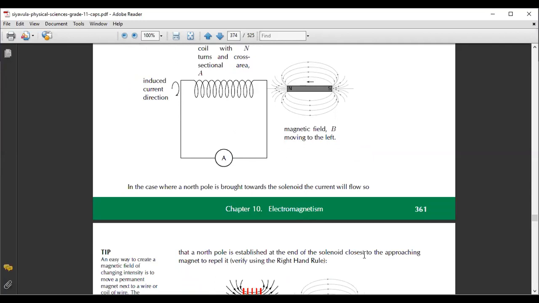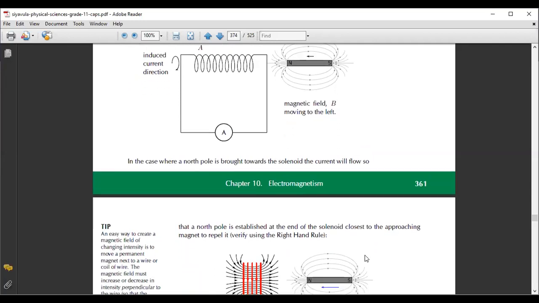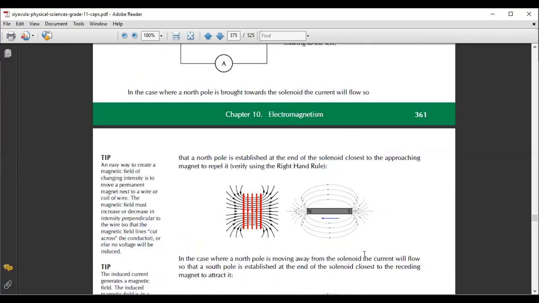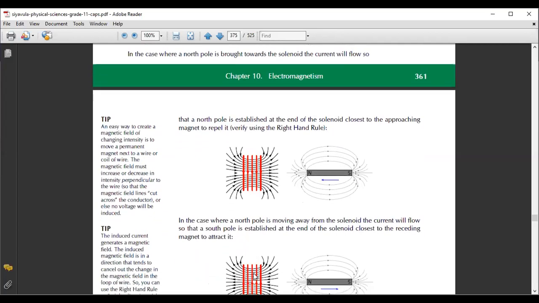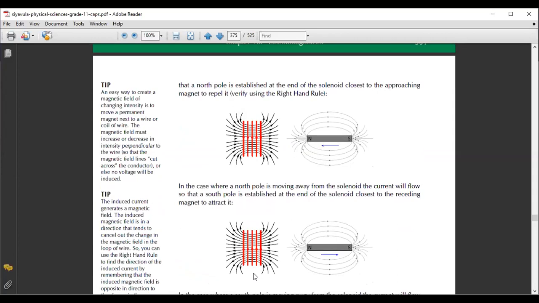Okay, are we good? So in a case like this, in the case where the north pole is moving away from the solenoid, the current will flow so that the south pole is established at the end of the solenoid closest to the receding magnet to attract it.